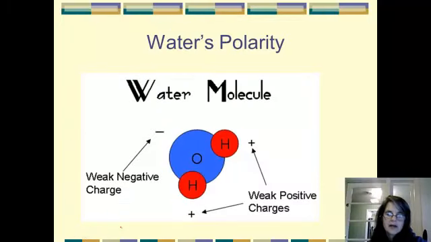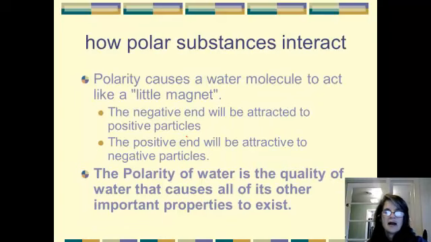All right, so here's a better diagram showing water's polarity than my little chicken scratch. Here you've got the two hydrogens and see that they have a slight positive charge. Why? Because oxygen doesn't play nicely. It pulls their electrons more towards himself, and so he's got a slight negative charge, okay?